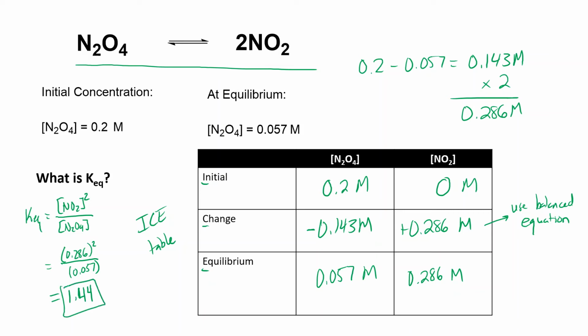What that tells us is that at equilibrium, there's a pretty even distribution of N2O4 to NO2. This reaction doesn't really favor products over reactants or reactants over products. There's still an appreciable amount of both of them around in the reaction. Which is interesting, but that's kind of the takeaway from all of this.